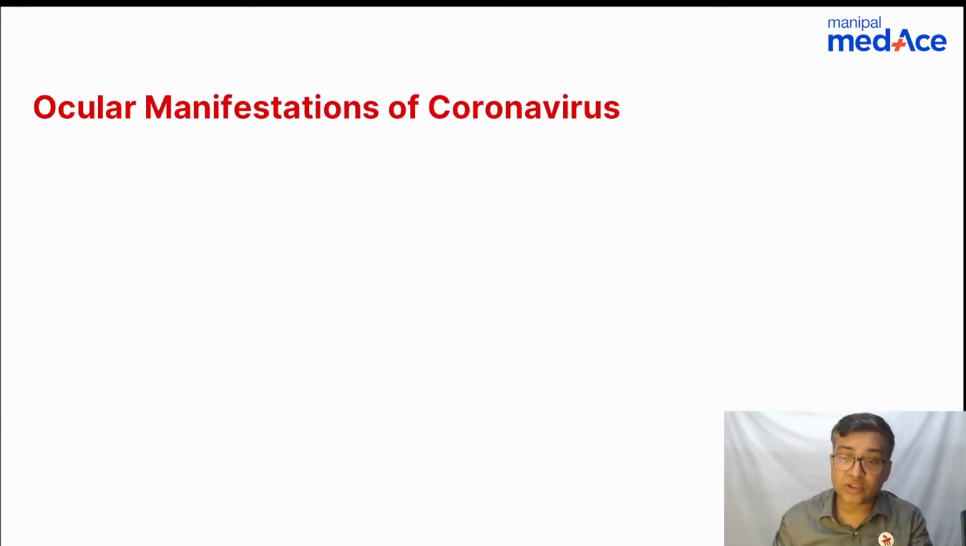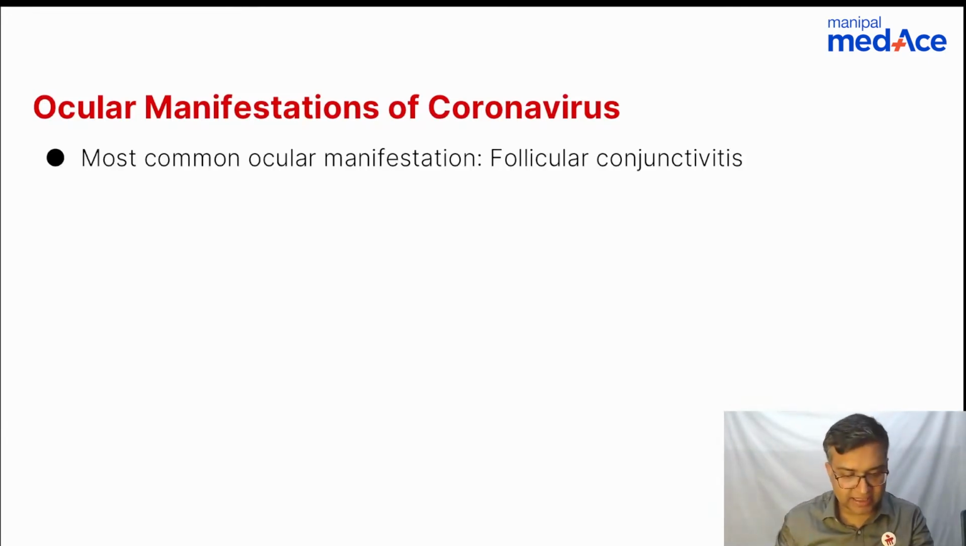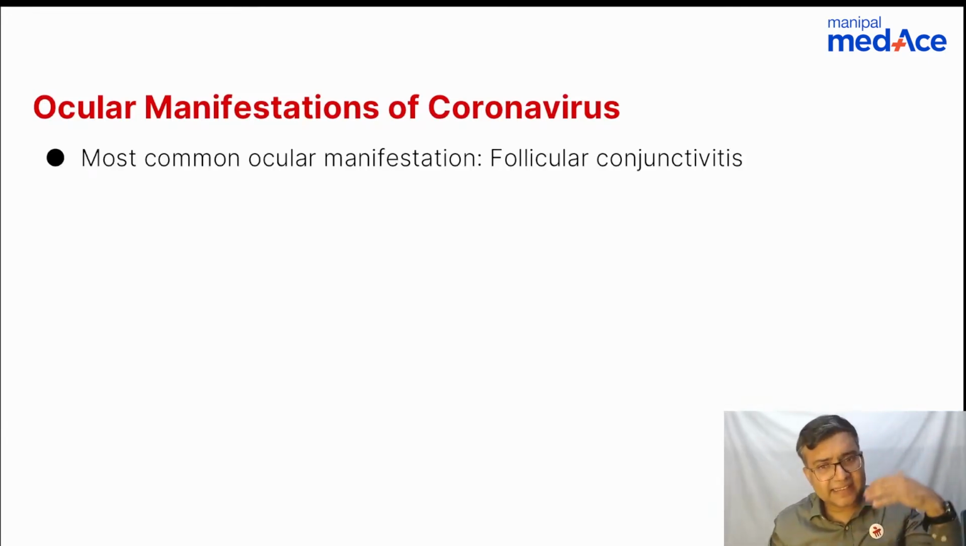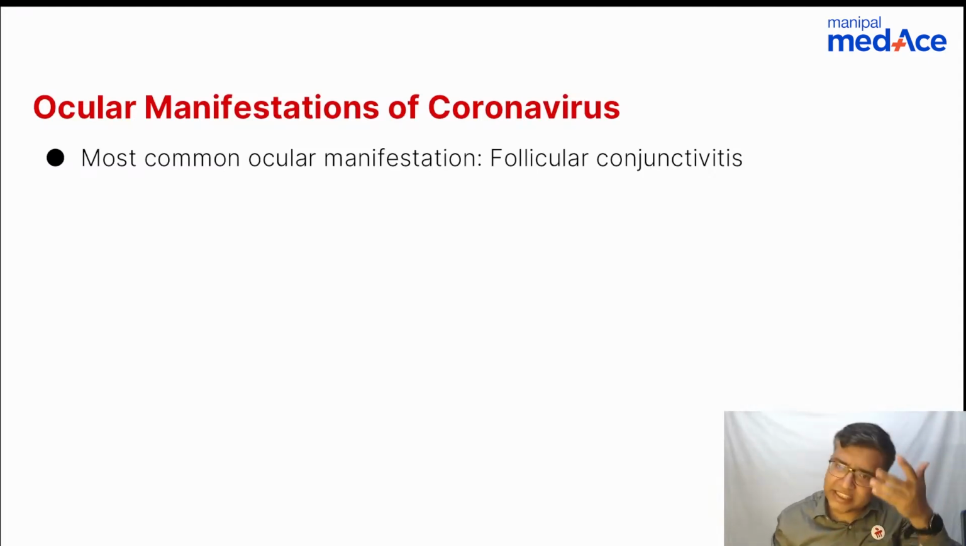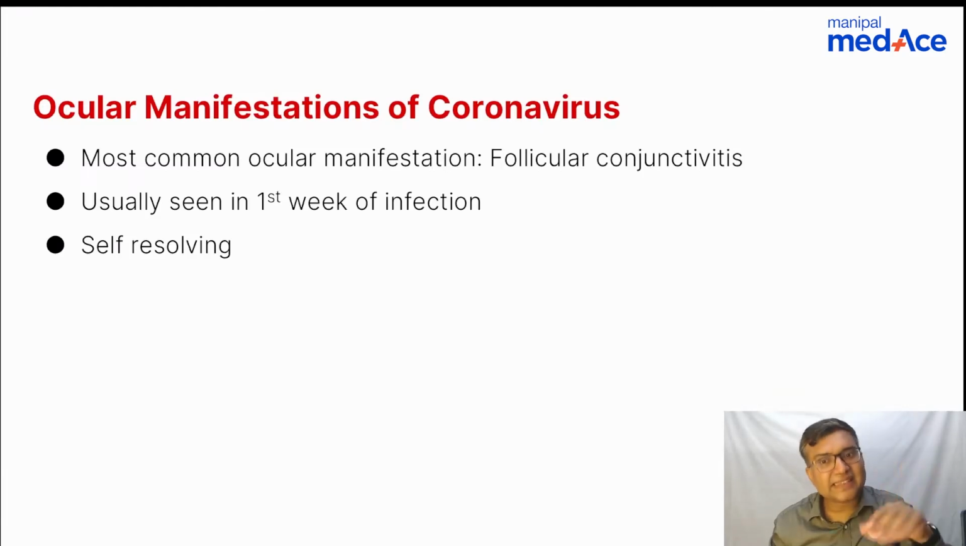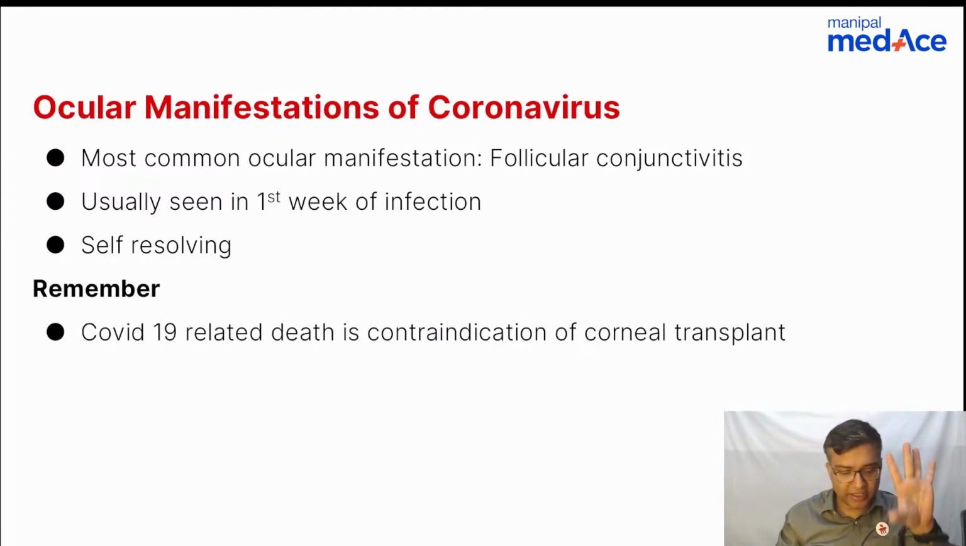If they ask about the type of conjunctivitis, it is follicular conjunctivitis. Usually it is seen in early infection, and with the Omicron variant, they have shown that sometimes the initial presentation is also follicular conjunctivitis, but the best thing is that it is usually self-resolving. Remember, if the patient dies of COVID-19, it is a contraindication for corneal transplant.